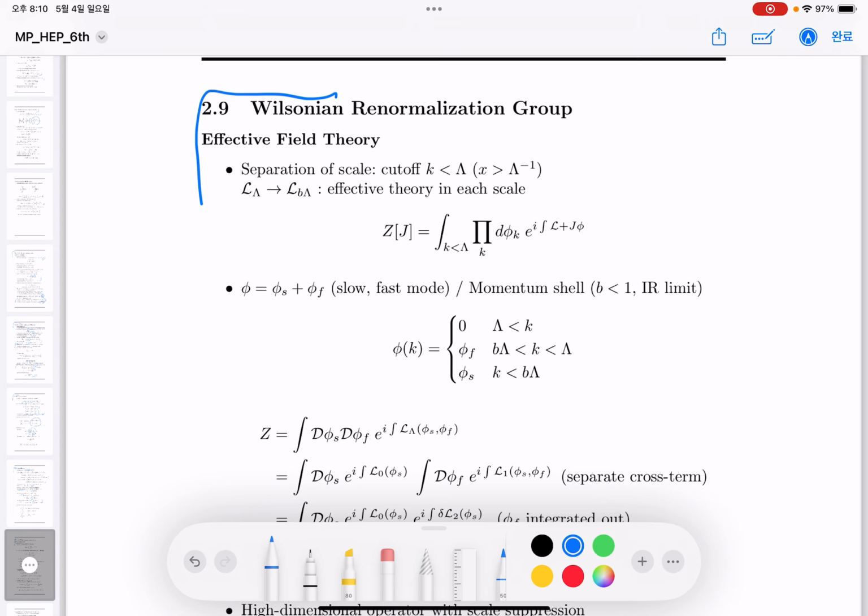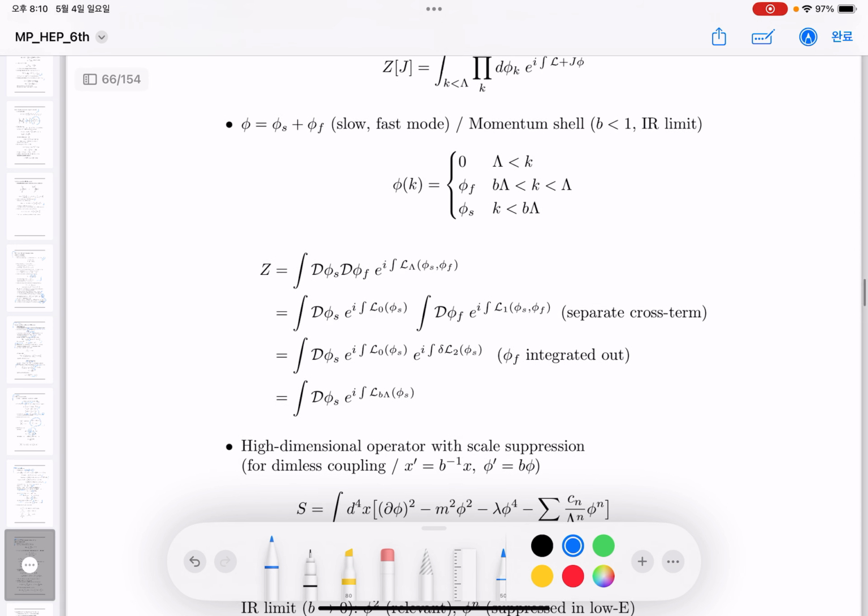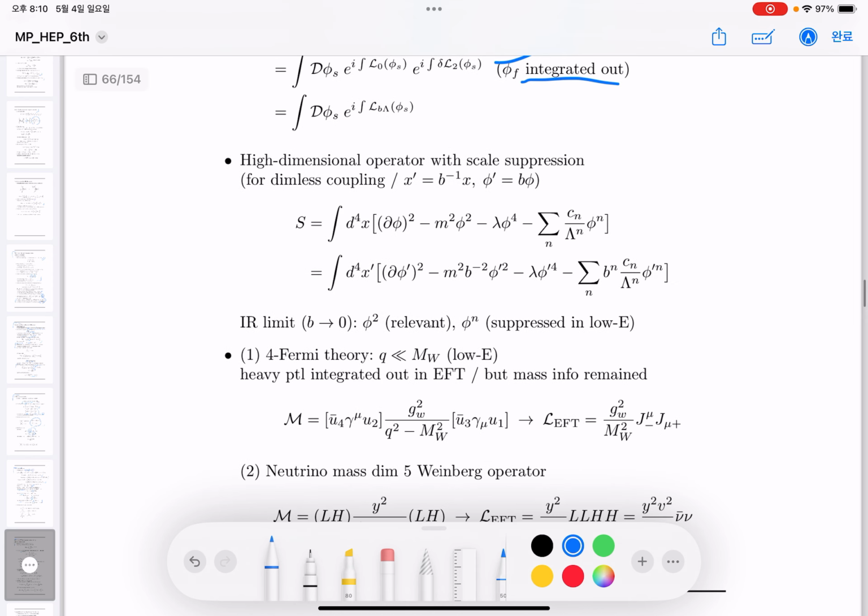So the fast mode integrates out. Yeah, the fast mode phi epsilon integrates out. Only the slow modes remain. And the higher dimensional operators are suppressed already with that.